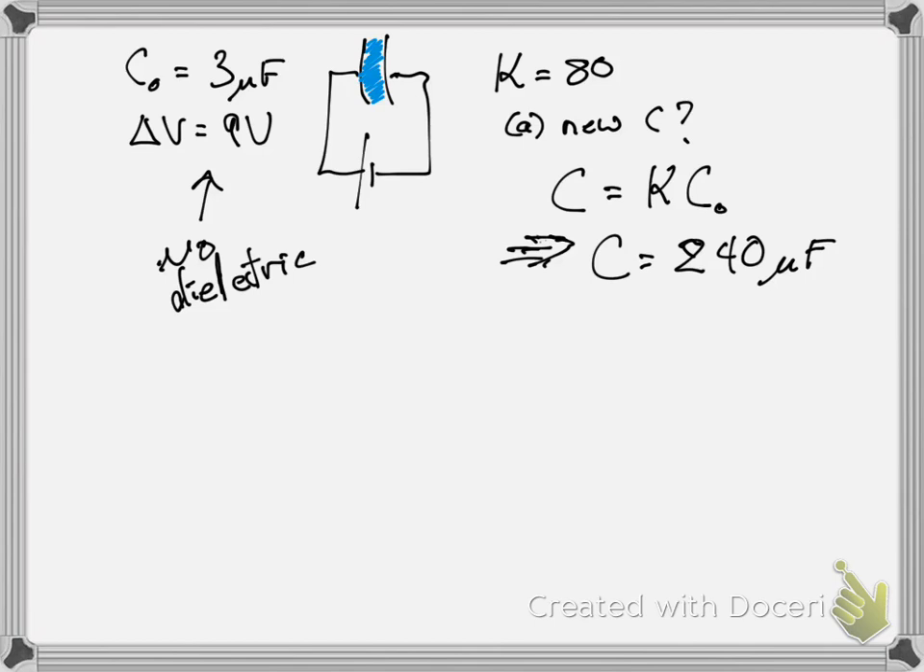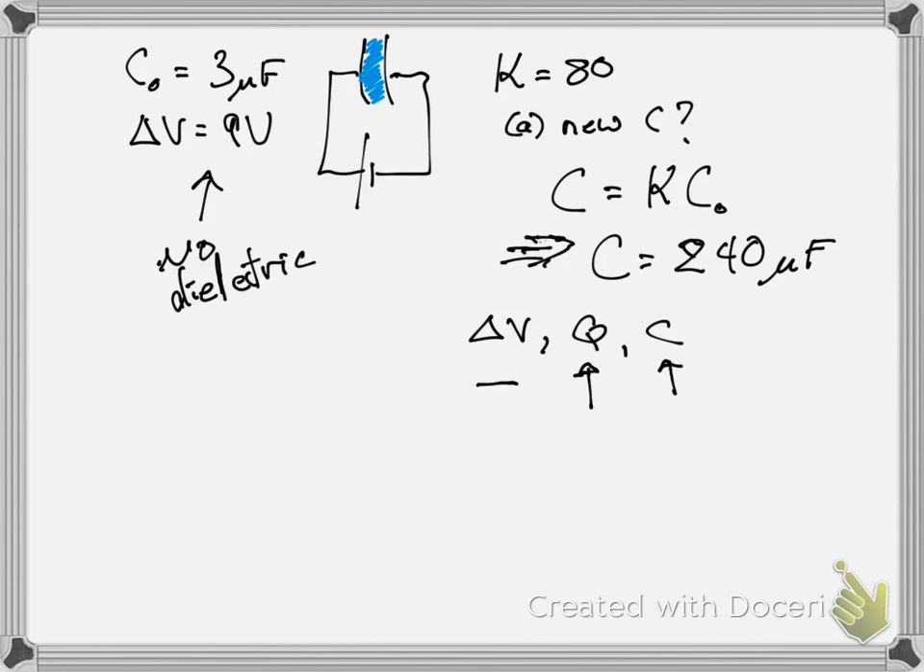Think about it. What other quantities change? Well, what are the other quantities we can talk about? Delta V, Q, and C, right? What changes? Well, C goes up. Delta V remains the same because it's still attached to the battery. Adding the dielectric doesn't change delta V. And so if C goes up, then Q must go up, right? Charge per delta V. So Q and C go up, and delta V remains the same.